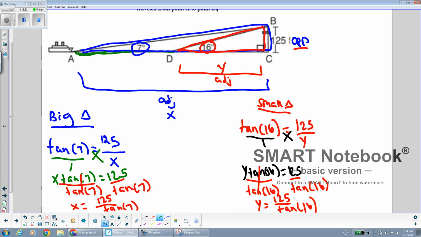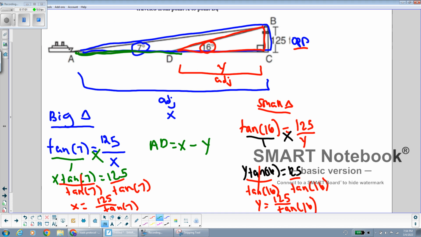Now, to get the side AD that I'm actually looking for, I'm going to do x, which is the side of the bigger triangle, that was AC, minus y, which was the side of the smaller triangle, DC. And that will leave us with AD, which is what we're looking for, from point A to point D, that distance. So I'm going to do this in my calculator because I have to do x minus y.